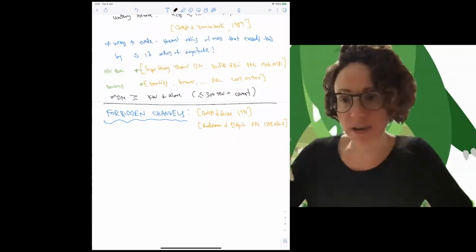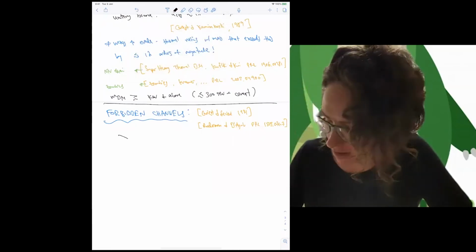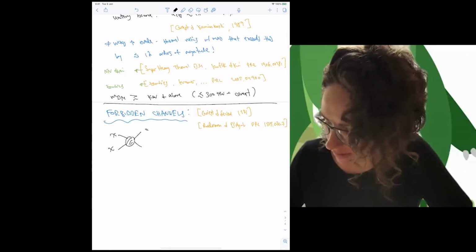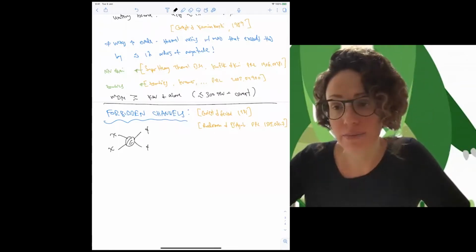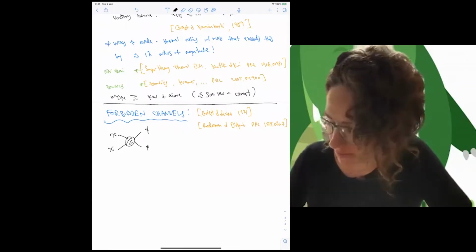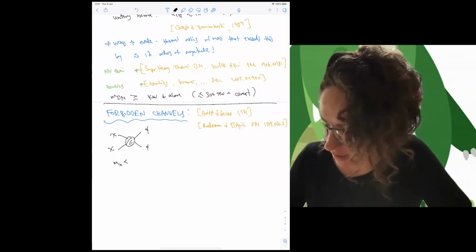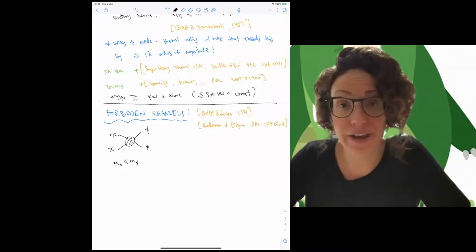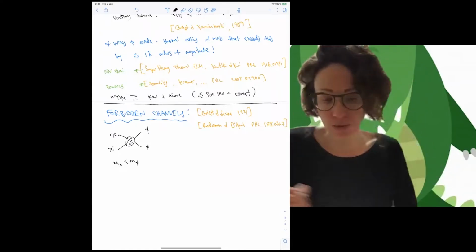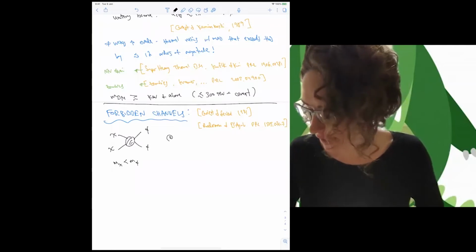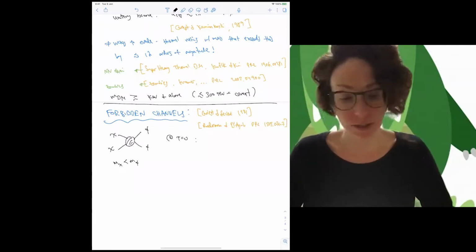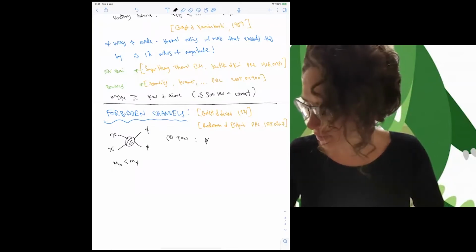Okay, so here's the process. Let's look at exactly the same process that we've been talking about so far. 2-to-2 interactions where chi's annihilate into phi's. Okay, but now let's look at the kinematic regime where the mass of chi is smaller than the mass of phi. Okay, so if I was looking at this at 0 temperature, this process would be forbidden, right?